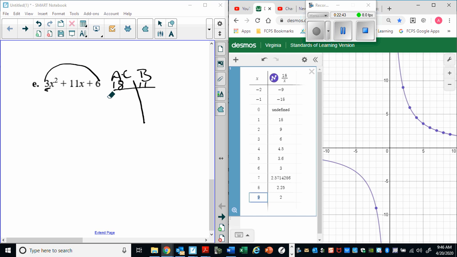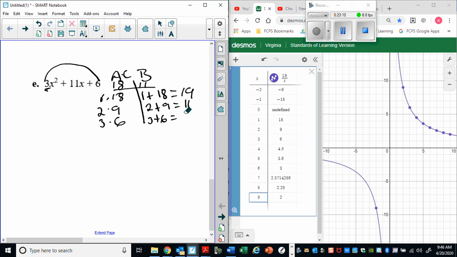Right here. So we're going to use 1 times 18, 2 times 9, and 3 times 6. 1 times 18 does give me 18, but 1 plus 18 equals 19. 2 times 9 does give me 18. 2 plus 9 does give me 11. Just go through, and 3 plus 6 equals 9. So the only one that works is 2 and 9.